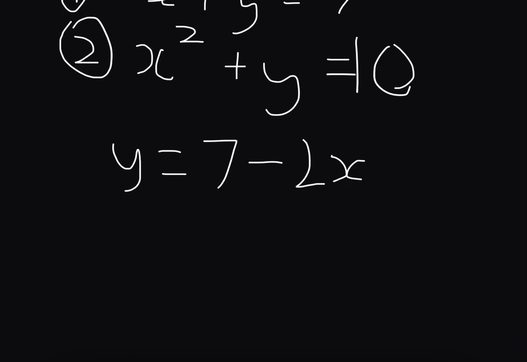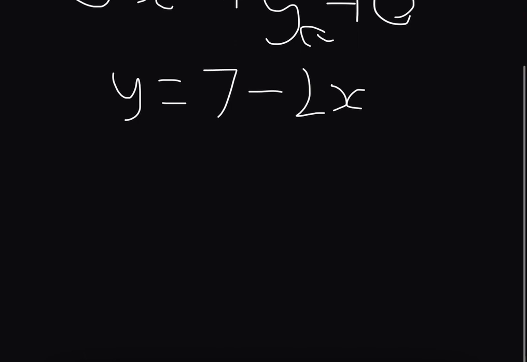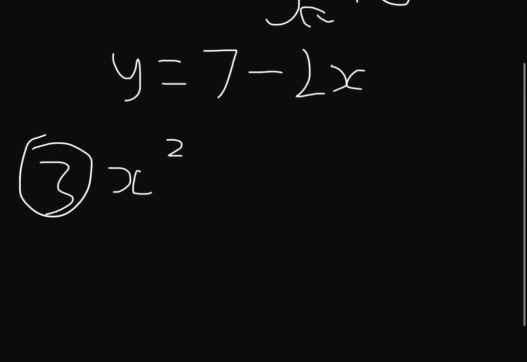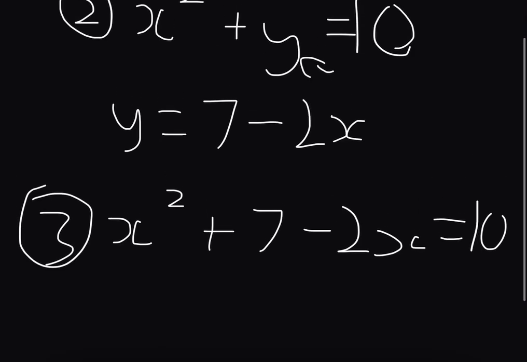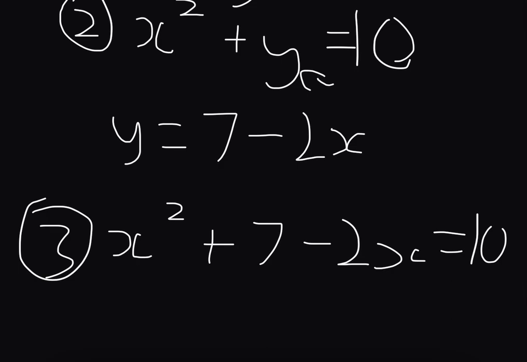We can just substitute that into the second equation as the y. So here we can make a third equation: x squared plus 7 minus 2x equals 10. See, now we no longer have a y, and we only have one unknown in the equation.